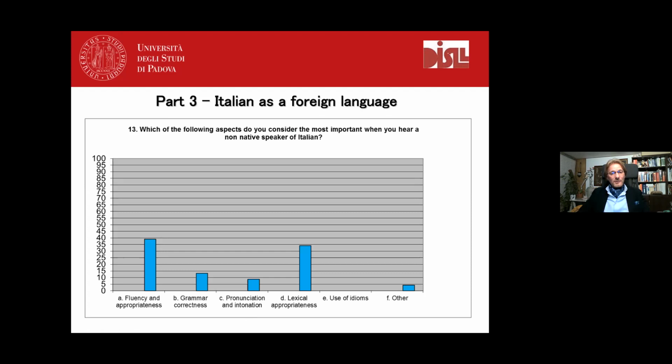Which of the following aspects do you consider the most important when you hear a non-native speaker of Italian? As you can see, there are some similarities. I will show you the answers comparatively at the end of this session. But as you can already understand here, fluency and appropriateness still prevail, as was the case with the Argentinians. And lexical appropriateness seems to be, for some reason, relevant to Italians.